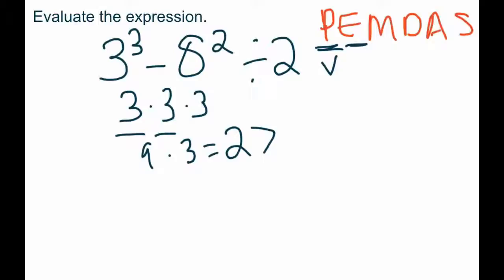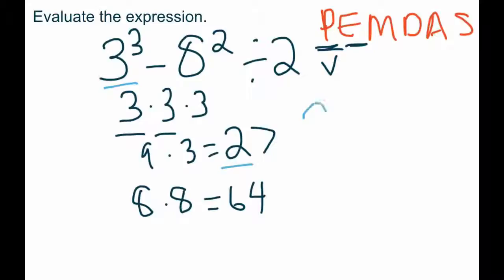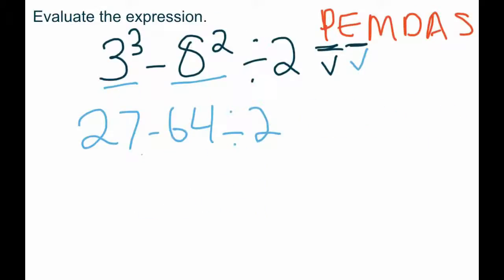Now, let's look at 8 to the second power. So that would just be 8 multiplied by 8, which gives us 64. So now we would rewrite this as 3 cubed would now be replaced with 27, and 8 squared would now be replaced with 64. So we write 27 minus 64 divided by 2. So our exponent is complete. Next we do multiplication. Here we see no multiplication signs, so we just write a check.